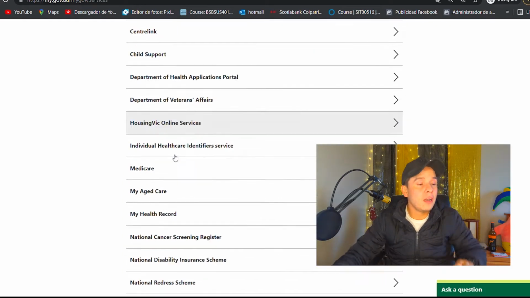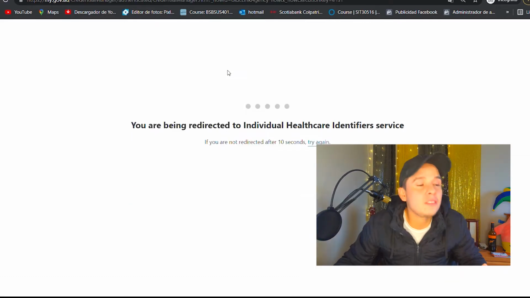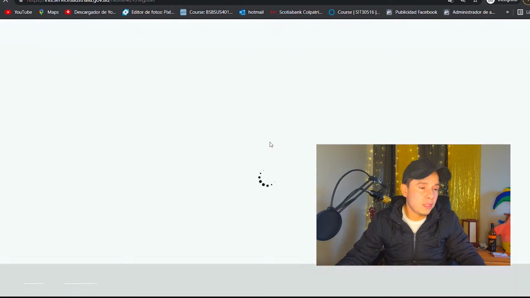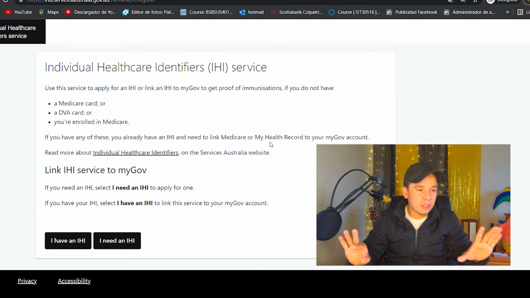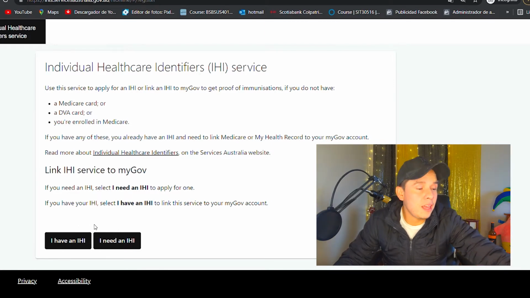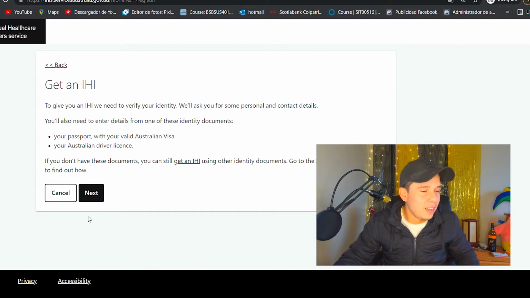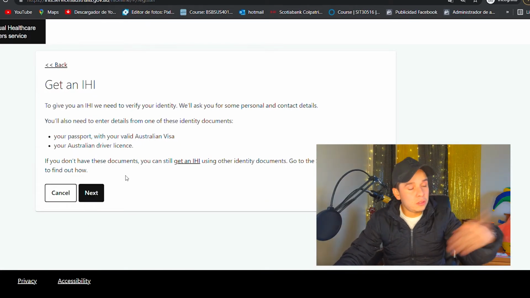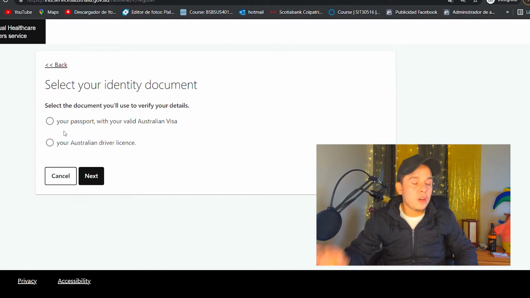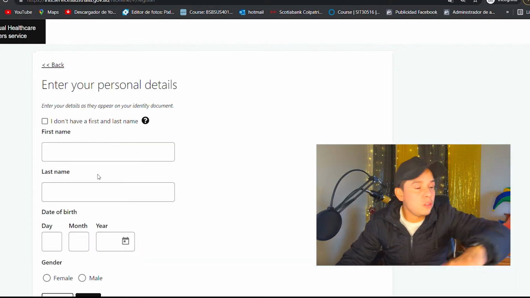You click it there, and after, look for the Individual Healthcare Identifier service, press there and wait for a second. Okay, here it asks if you have one or you need one. Of course, I need it because I'm looking to get my certificate. And after you put next, I don't explain this one because I don't know what it is, and for the video it's very long.